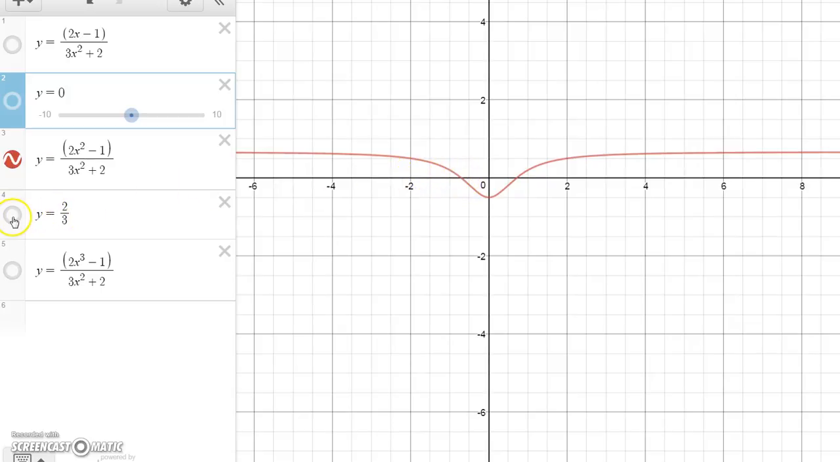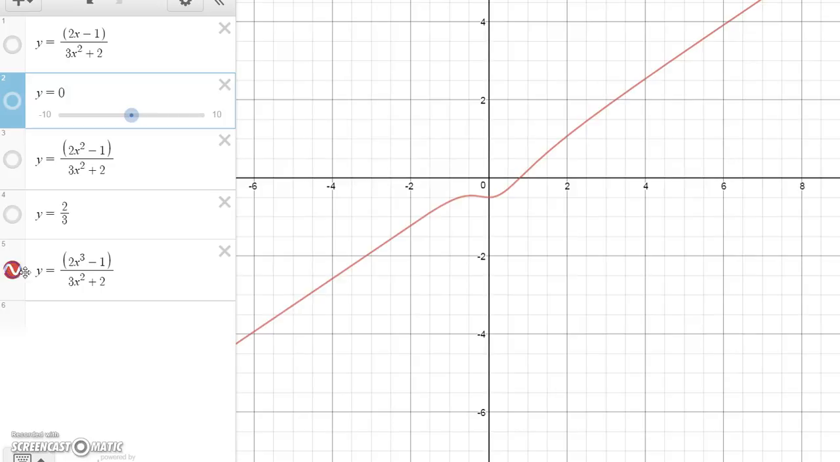And watch what happens if I graph y equals 2/3. Okay, so this dotted line is the line y equals 2/3. And notice here, as x gets large, the graph approaches that line, and as x gets very, very small, in other words, in the negative direction, the graph approaches that line. Okay, and so y equals 2/3 is the horizontal asymptote of that one.